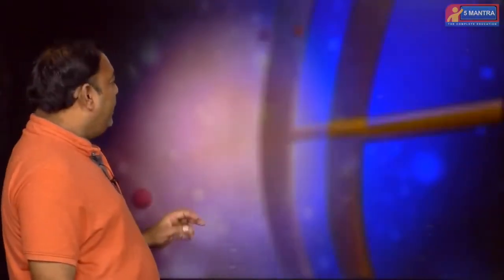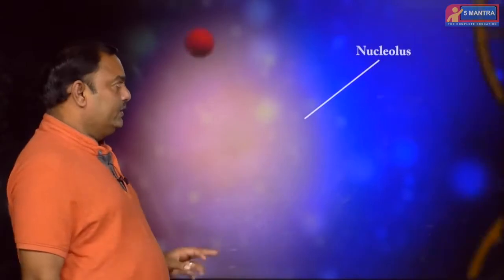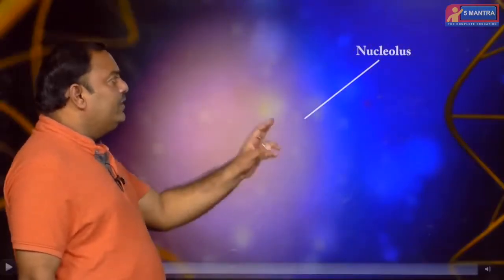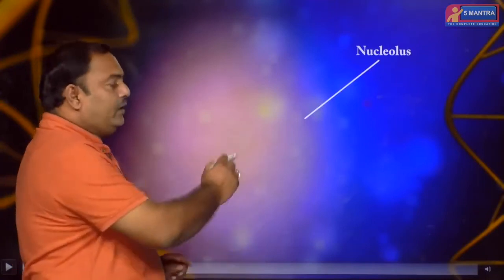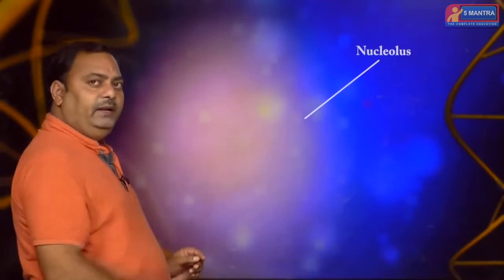Inside the nucleus we are going to find one more organelle called the nucleolus. So what is the function of the nucleolus? In the nucleolus we are going to find the DNA. It is a genetic material, and mainly it helps in cell division. Next we'll move to the other cell organelle.